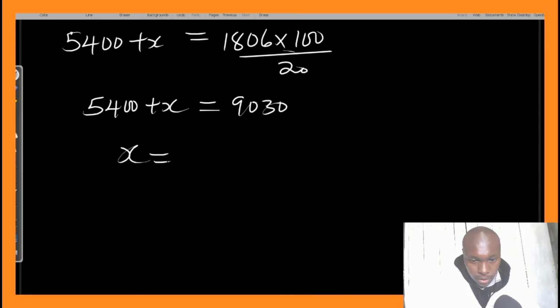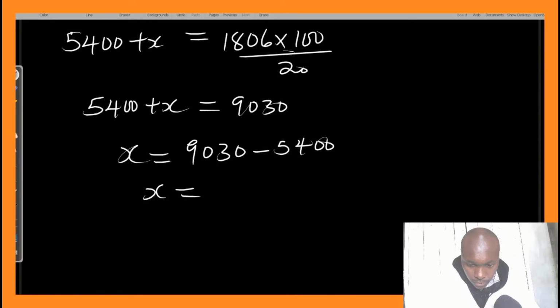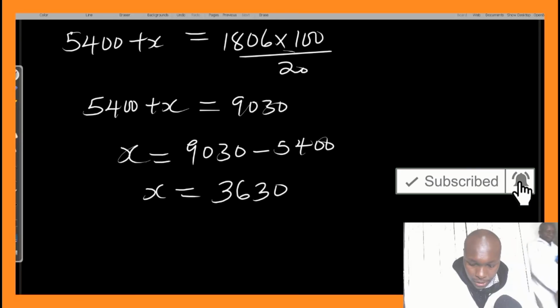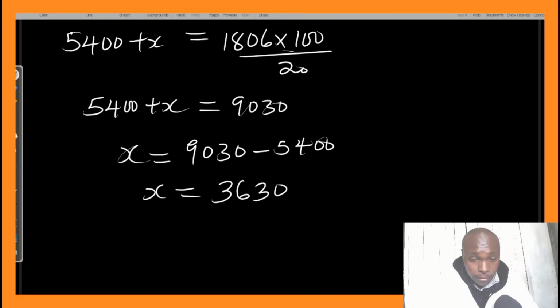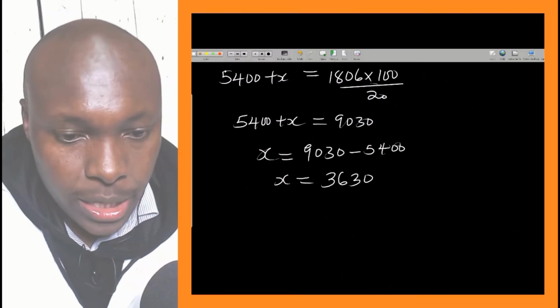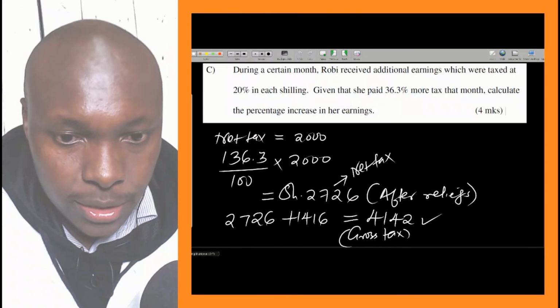X will be easier to get now. Get X by just subtracting: 9030 subtract 5,400. So X therefore will be given by 9030 subtract 5400. This will give 3630. So we have already obtained the value of X, and that is the additional earnings.